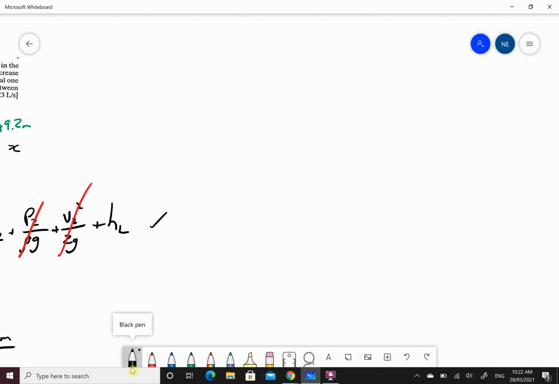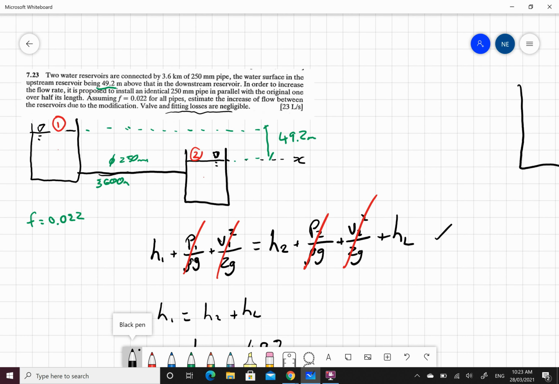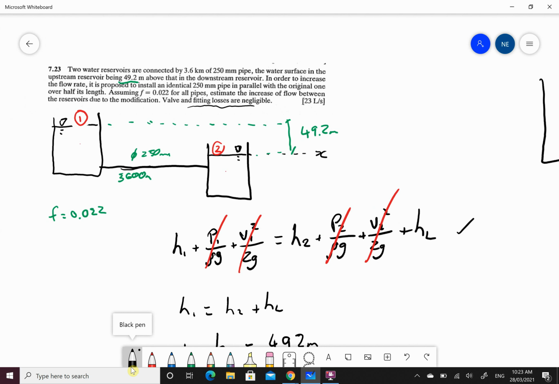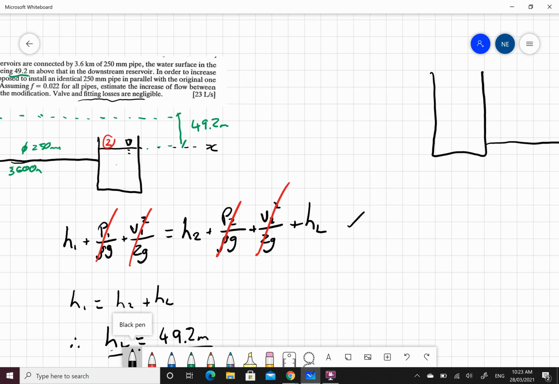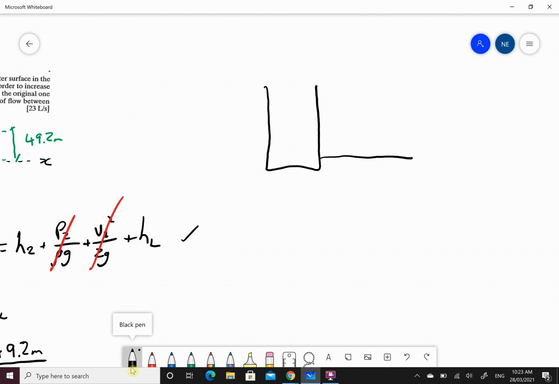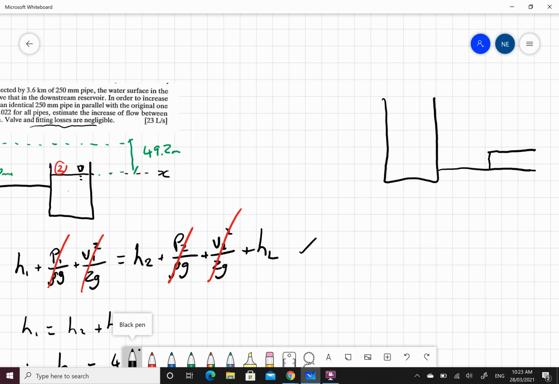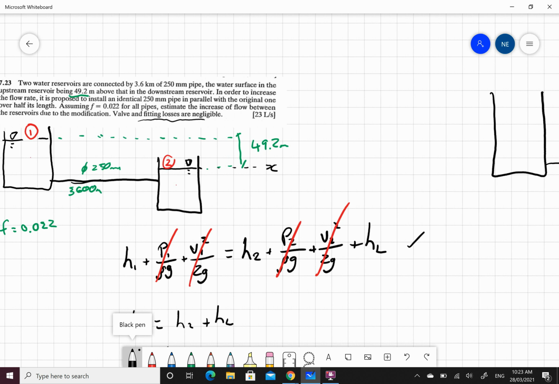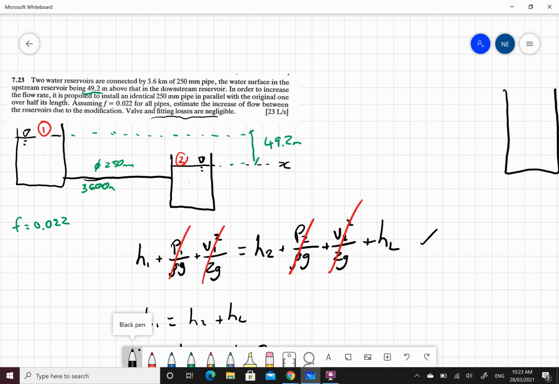Now the next part is I have my reservoir. It's then flowing somewhere. It is proposed to install an identical 250 mm pipe in parallel with the original one over half its length. So about halfway, I end up with parallel pipes connecting into my tank.